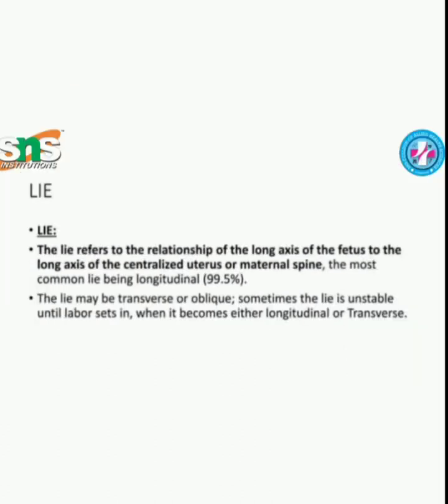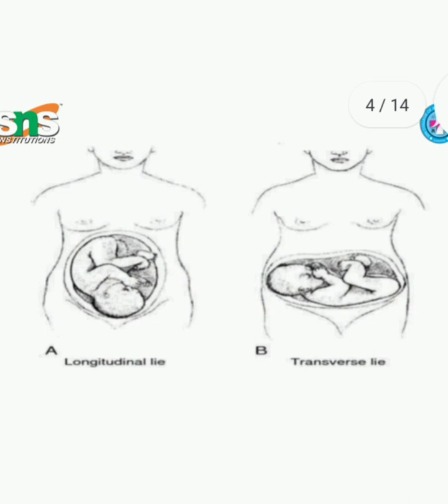Lie. The lie refers to the relationship of the long axis of the fetus to the long axis of the centralized uterus or maternal spine. The most common lie is longitudinal. The lie may be transverse or oblique. Sometimes the lie is unstable until labor sets in, when it becomes either longitudinal or transverse. Now the picture shows the longitudinal lie and the transverse lie.